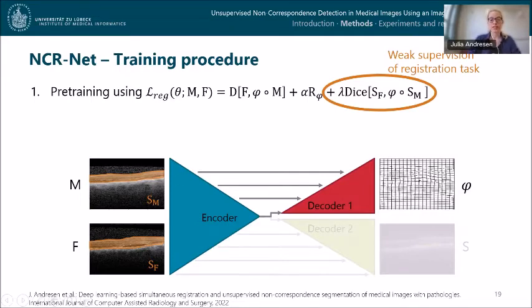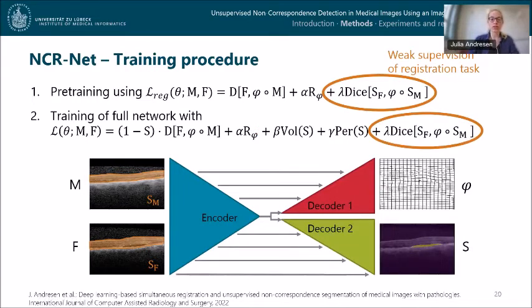The second training step then updates the entire network using the loss function I presented earlier with this masked image distance, regularization of the deformation and of the segmentation. And again, we add this weak supervision here. This gives us pretty good results.